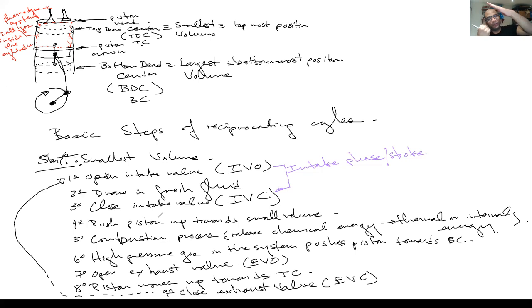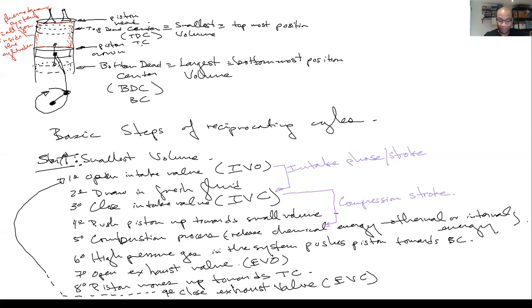Once we've drawn in the fluid, we close the intake valve, then the piston goes up towards the smaller volume, towards top center. But what it does is, since all of the valves are closed, then that is compressing the gas. So that is what we call the compression stroke. Out here, up until here, I'm going to put it loosely here. It's actually not at five. It's sort of on five or around five. That is the compression stroke or the compression phase. So we're raising the pressure inside of the thermodynamic system, inside of my fluid.